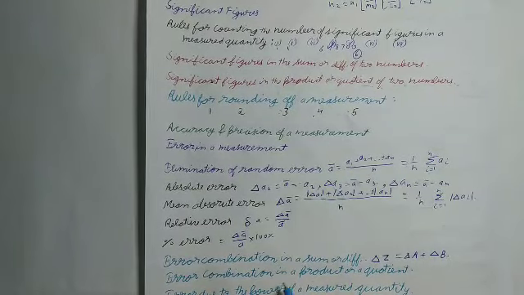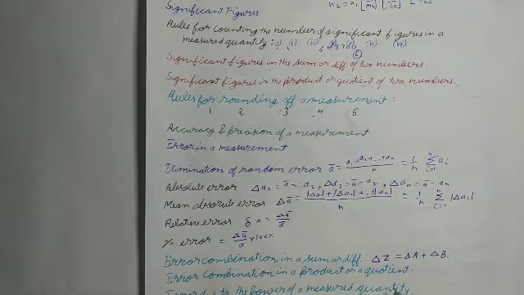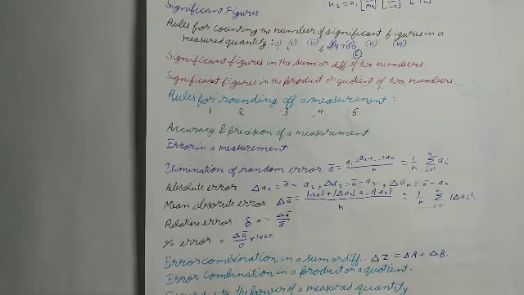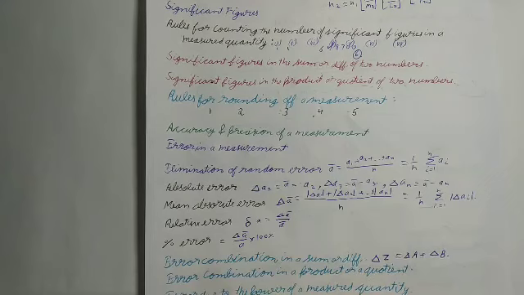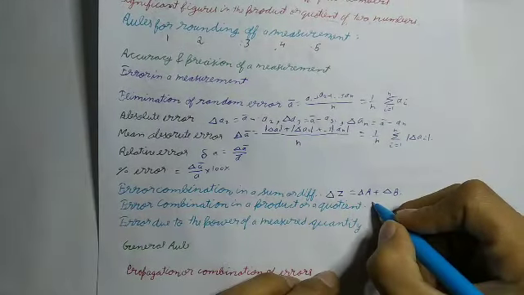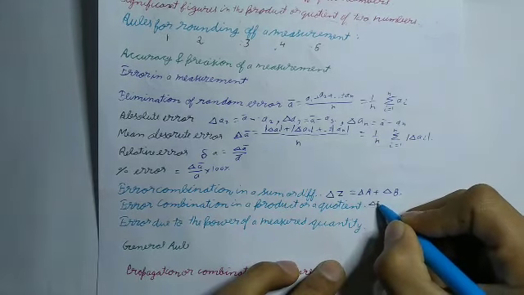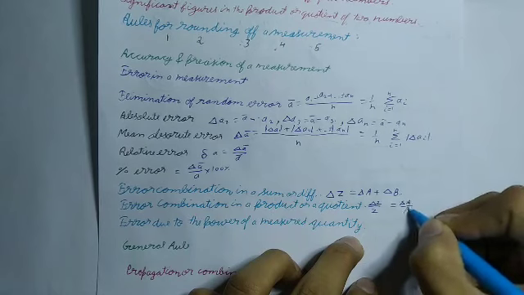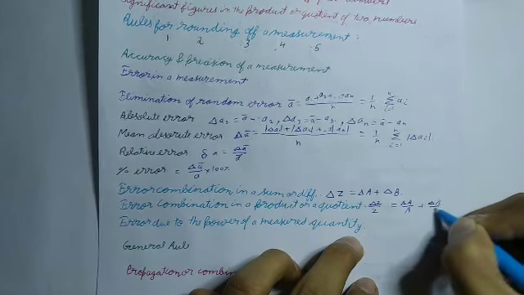Now, error combination in a product or a quotient. When two quantities are multiplied or divided, the fractional error in the final result is the sum of the fractional errors of the two quantities. We can write this as delta Z upon Z is equal to delta A upon A plus delta B upon B.